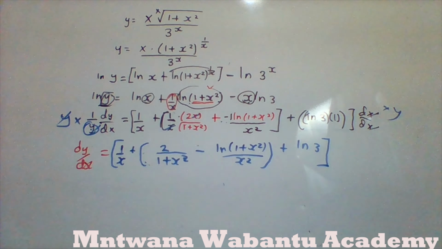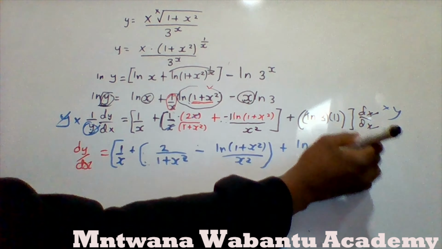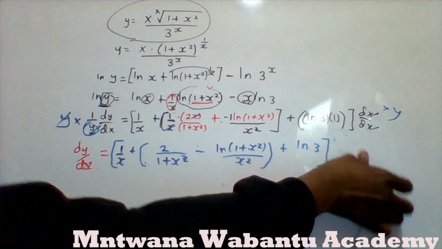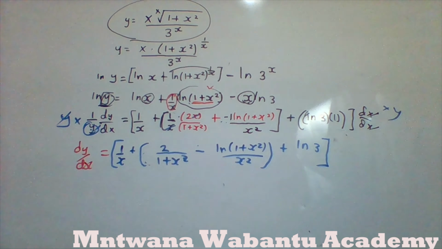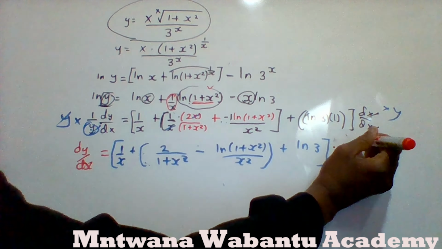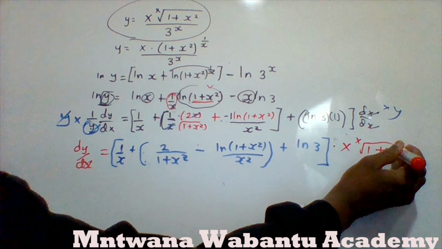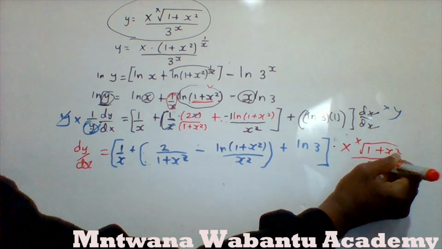So multiply by y, but we know the value of y. Value of y is this. So I'm not going to write y anymore. I'm going to write that value. So say my y, so multiply by x, 1 plus x squared over 3 to the power x.